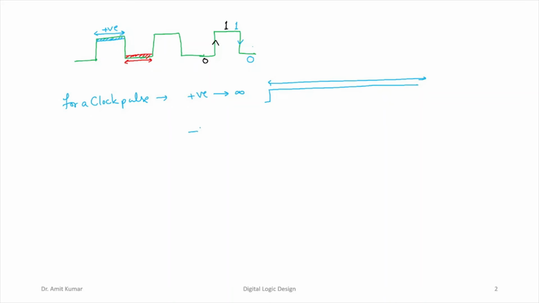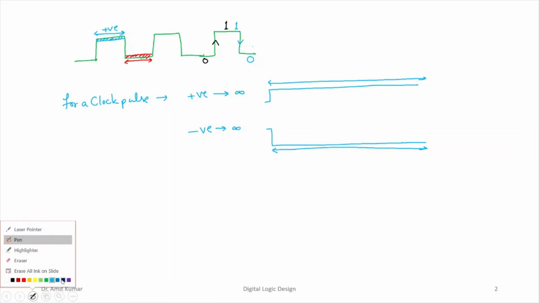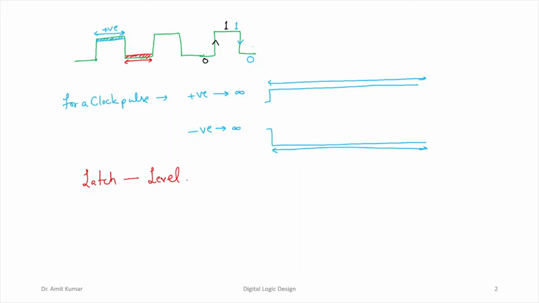Similarly, if the clock pulse is a negative level triggered clock pulse and the pulse duration of this negative cycle is tending towards infinity, right? In that case, during this entire negative cycle of the clock pulse, the circuit always remains active and is ready to process the inputs and generate the outputs, right? So since the circuit is active during this entire level of the clock pulse, due to this reason we call the latch a level triggered device.